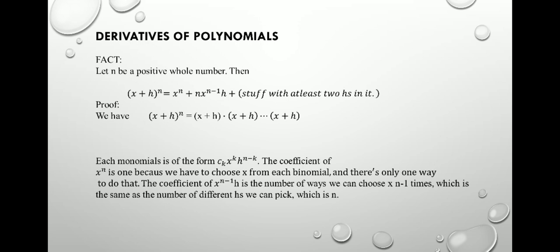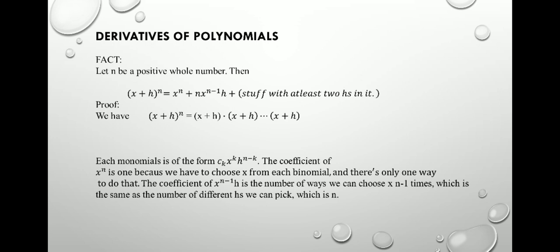Each monomial is of the form c sub k x to the power of k h to the power of n minus k. The coefficient of x to the n power is 1 because we have to choose x from each binomial, and there's only one way to do that.